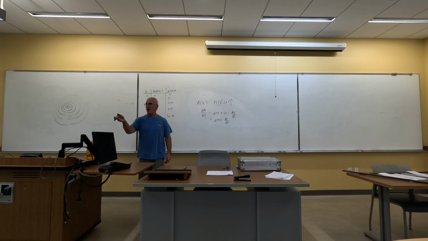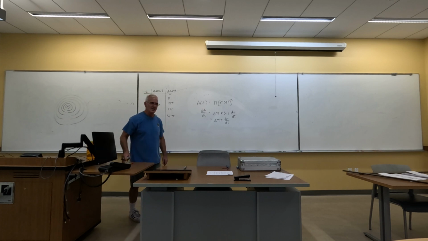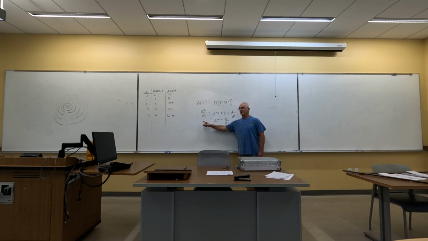When you guys write y, how often do you write y of x? Like never? You know y is a function of x. So if I wrote this as just r, that's okay. The derivative of area with respect to time is 2 pi r, which by the way is dA dr, and that's dr dt. This is straight up chain rule.